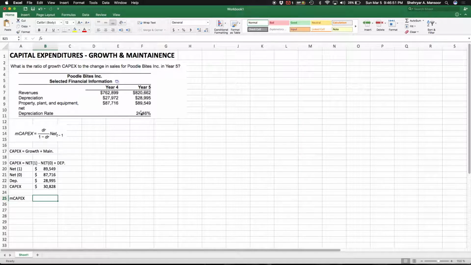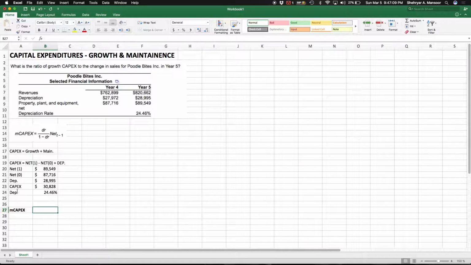So we're even given the depreciation rate here, 24.46%, which makes our life a lot easier. In some cases you won't be, which means you'll have to calculate it yourself. I'll cover that in a future video as well. 24.46%, perfect. So I'll move this down.